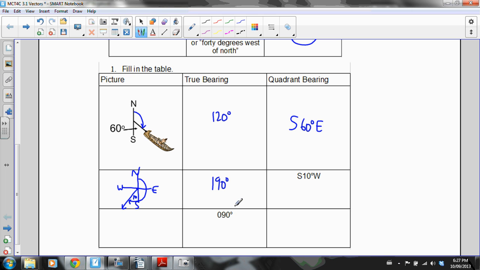Over here, a true bearing of 90. So if that's 0, 90 degrees from there is this direction here, isn't it? Well, what direction is that? Now, we would never write this, but we could say it's north 90 degrees east or south 90 degrees east, but no. This is just plain east, isn't it? East. Done. Okay, on to the lesson.